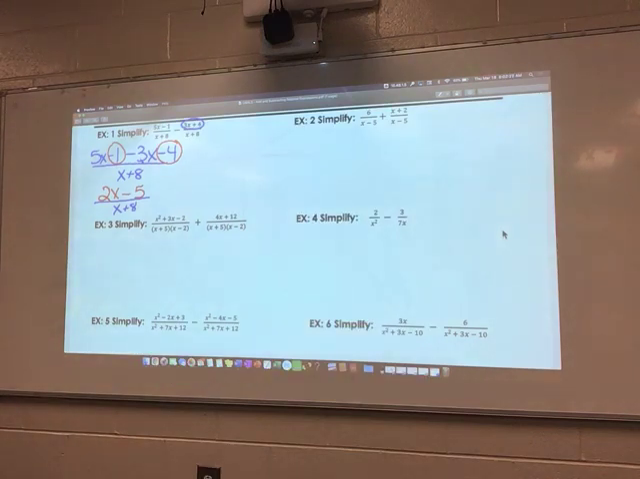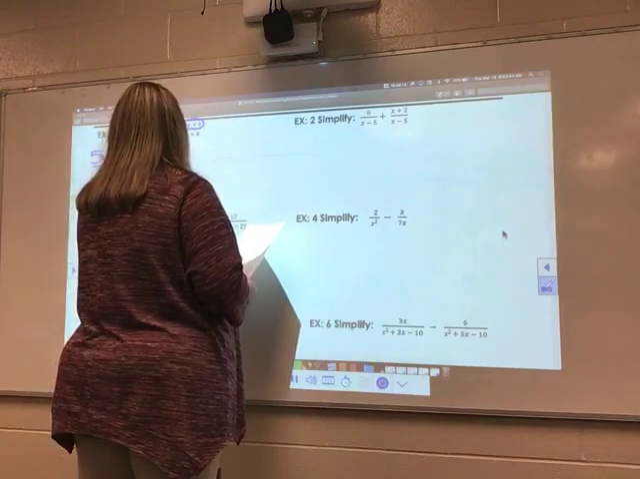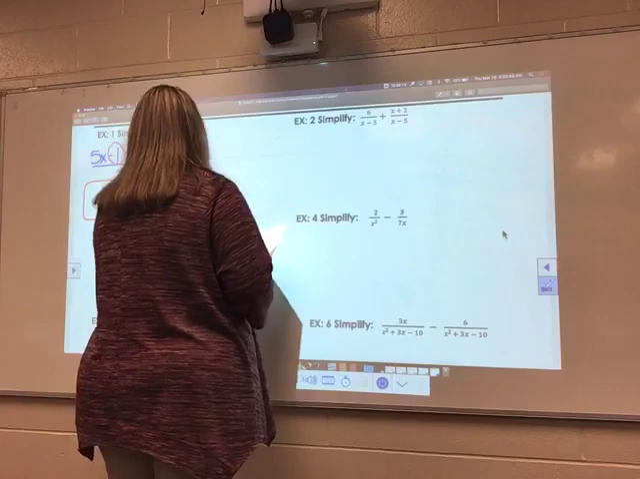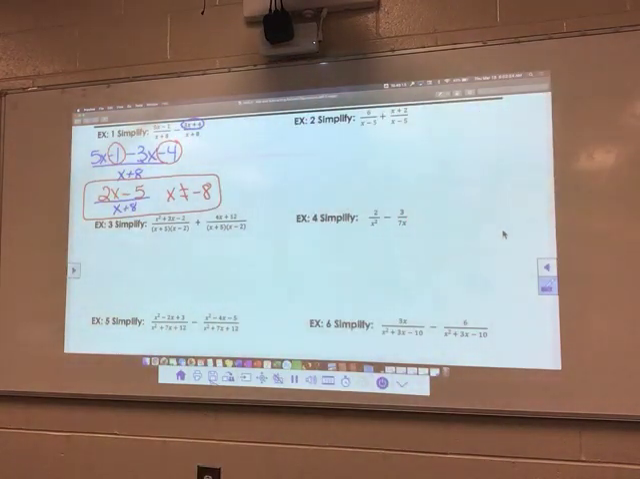One thing we need to still be getting used to is we have to also state the what? Excluded values. That's right. So then, what can our x not be? Remember, you look at the denominator. Negative 8. So x cannot be a positive 8. Sorry, I totally lied. A negative 8. I seem to be doing a lot of lying today.